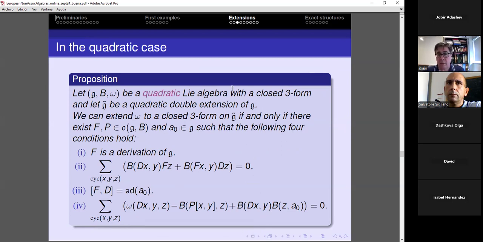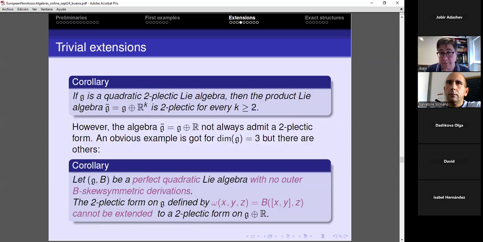So the closed three-form lies on two skew-symmetric maps and an element of G. Okay, so with this, can we have a good method to describe all the cases? The fact is that no, these conditions don't seem to give all the cases, but they are a very nice way to construct some interesting examples. So first of all, we start thinking about what happens for trivial extensions.